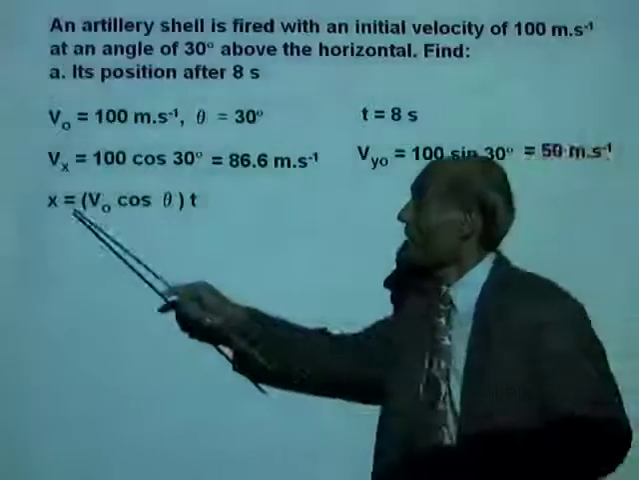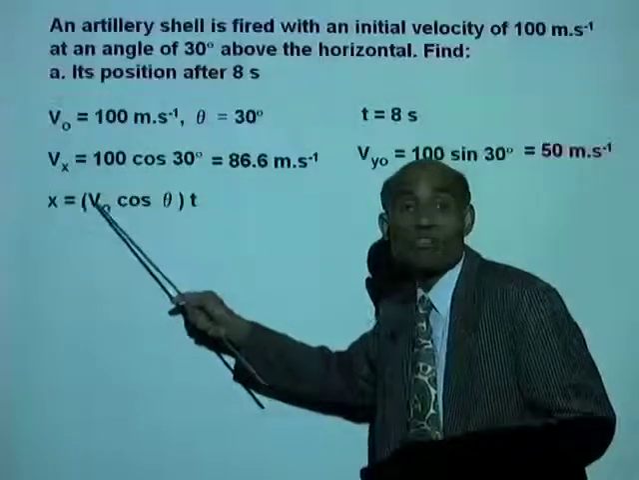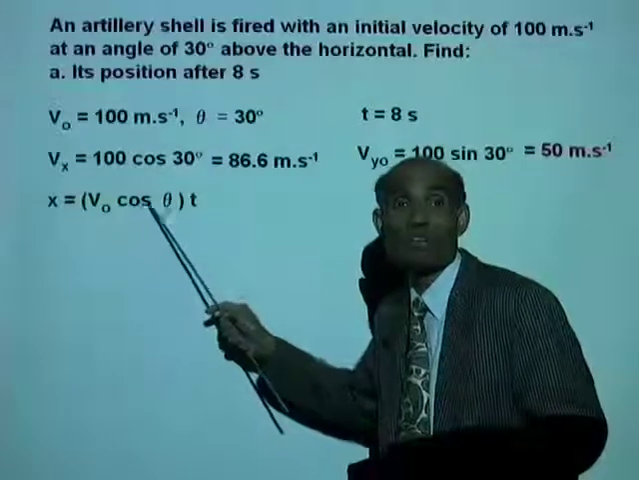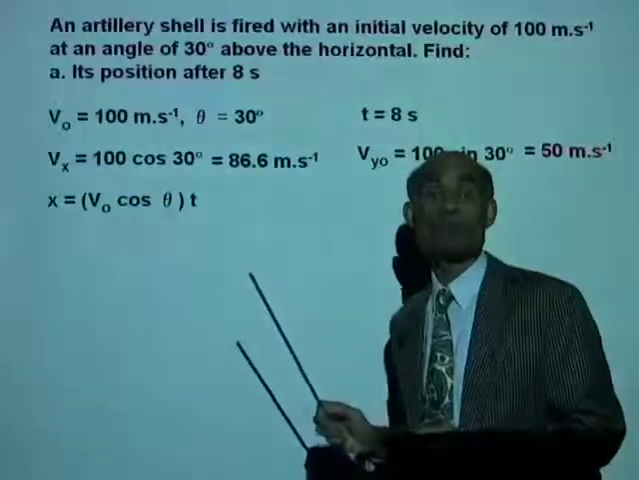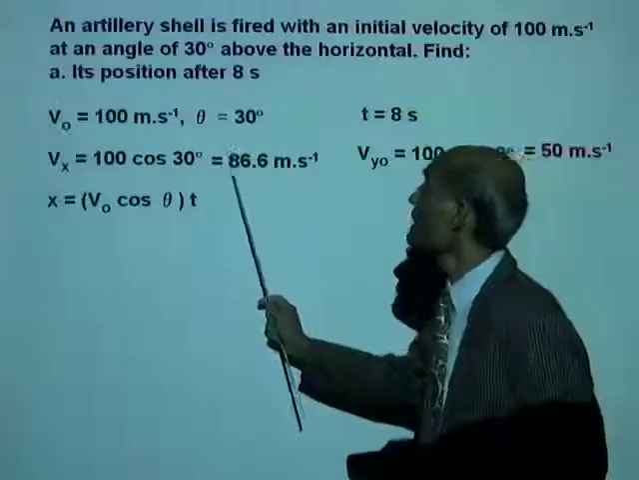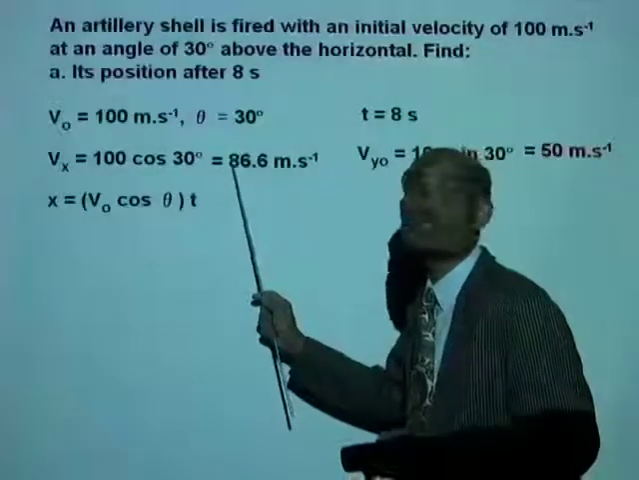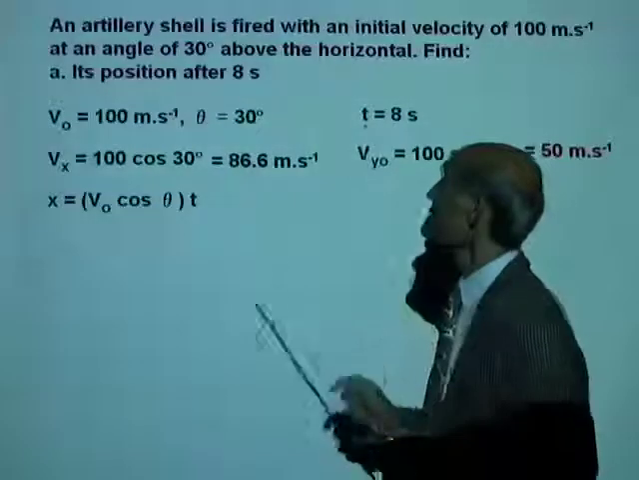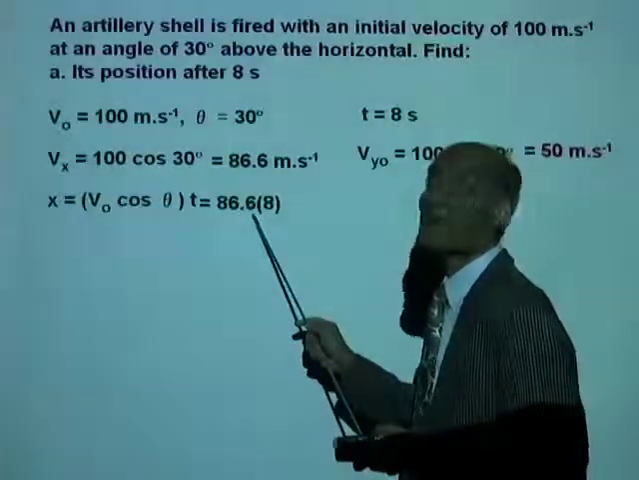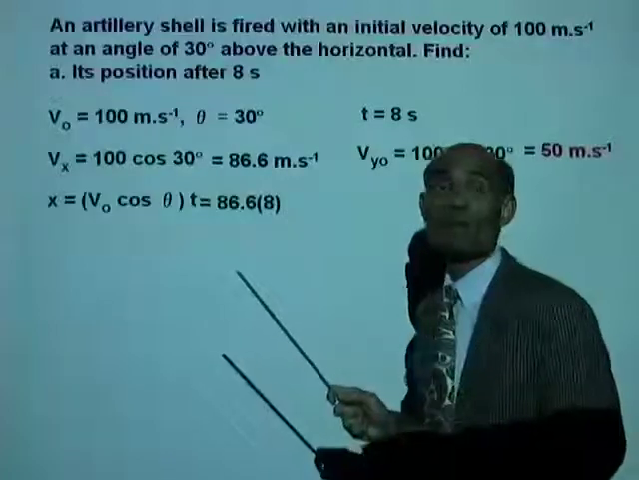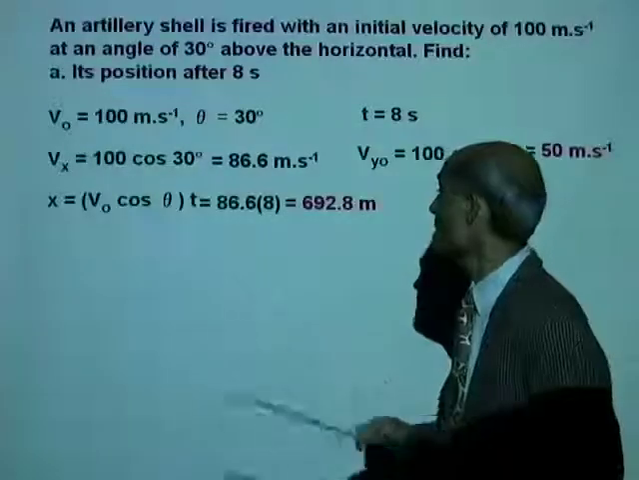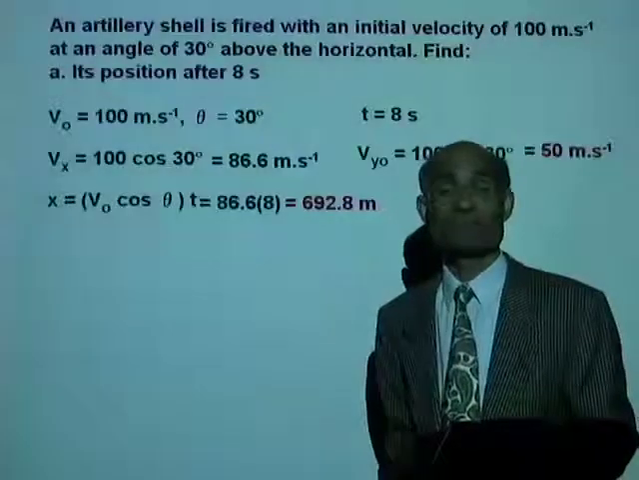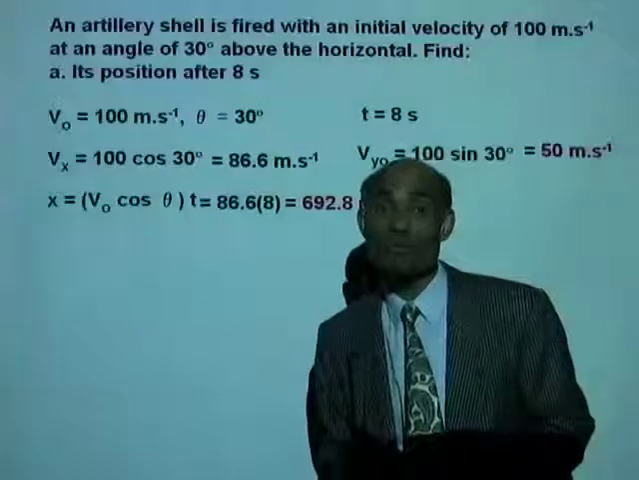The x position is the x velocity multiplied by time, v0 cos theta multiplied by time, and the x velocity is 86.6, which doesn't change. The time is 8 seconds, so that will be 86.6 multiplied by 8, that is 692.8 meters. And what is the equation for the y position?